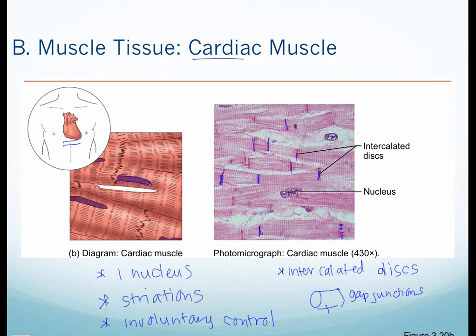And that being the case, all of these ions can go from one cell to the other, and that's how we can have coordination of cell contractions, and that's how different regions of your heart can contract at the exact same time. So it allows for coordination of movement.